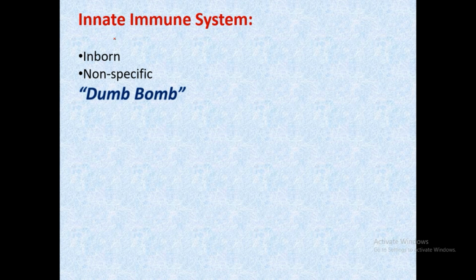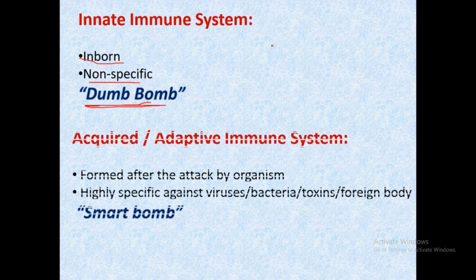Innate immune system is the immunity since birth, that means inborn immunity. These are non-specific, which are also known as dumb bombs. The acquired or adaptive immune system is formed after the attack by organisms and is highly specific against viruses, bacteria, toxins and foreign bodies, and these are known as smart bombs. So the innate immune system is the dumb bombs, and the acquired immune system is the smart bombs. I will explain what dumb bombs and smart bombs are in an easy way.